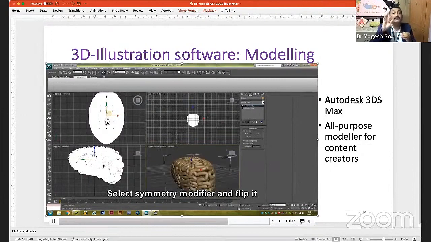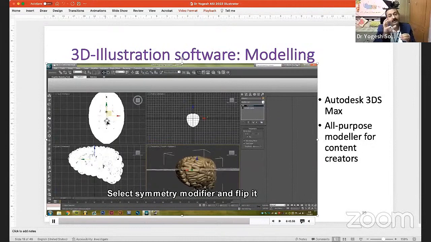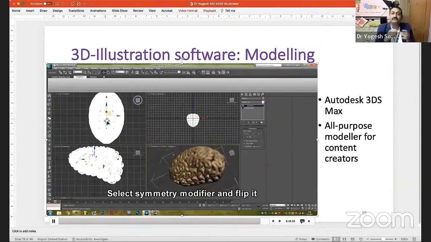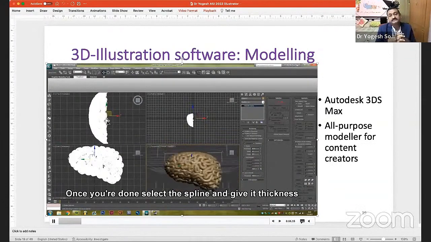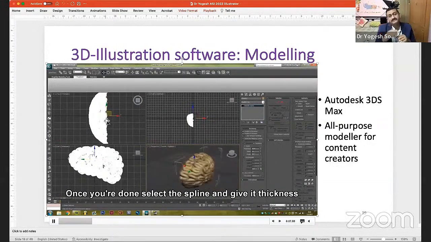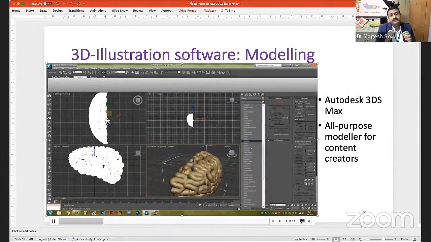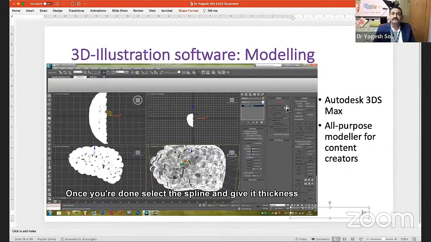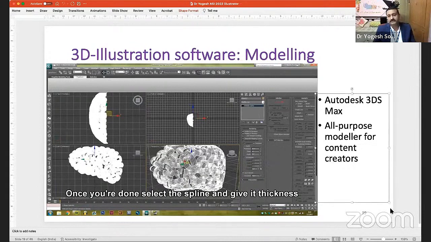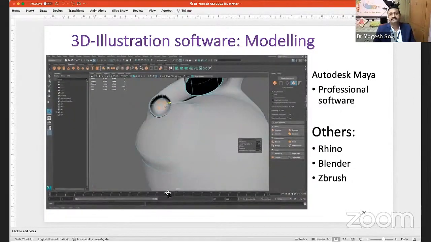I am not concerned about the app. I am concerned about the modeling, the illustration of that brain or heart. Autodesk 3ds Max is the software we use purposefully for these 3D animations, but there are many other softwares. Architects currently use this software for constructing building models, but for anatomy or medical illustrations, we use another software, Autodesk Maya.